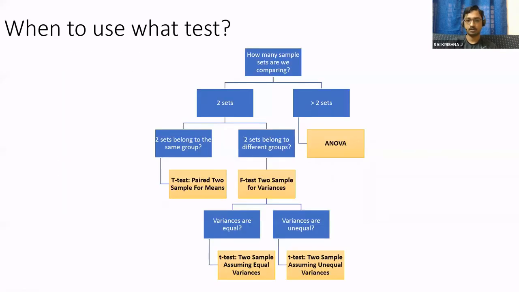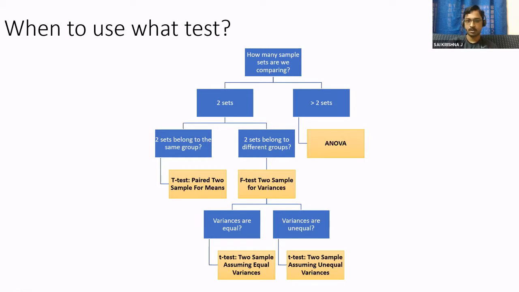So here we are saying two sets belong to different groups, and therefore we first perform this F-test to see whether the variances are equal. If the variances are equal, we perform a t-test assuming equal variances. If the variances are unequal, we perform a t-test assuming unequal variances.